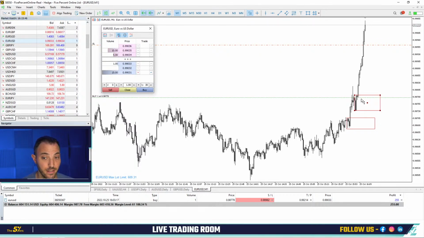Okay, this is overextended. So I'm waiting for the pullback. On the pullback, I will start adding into my long position. Usually the trades don't go.